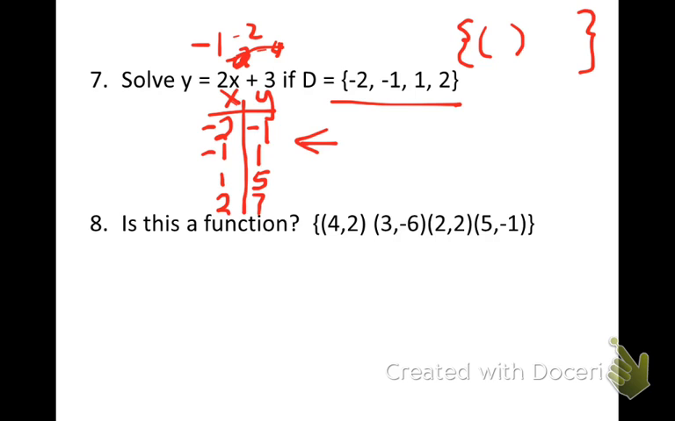Is this a function? This is a yes or no question, so we have to see, is everything of the domain paired with exactly one range? So 4 is paired with 2. Looking through everything else, is it paired with anything else? No. 3 is paired with negative 6. Is it paired with anything else over here? No. 2 is paired with 2, and 5 is paired with negative 1. So they're all paired with exactly one thing, so it would be a yes.